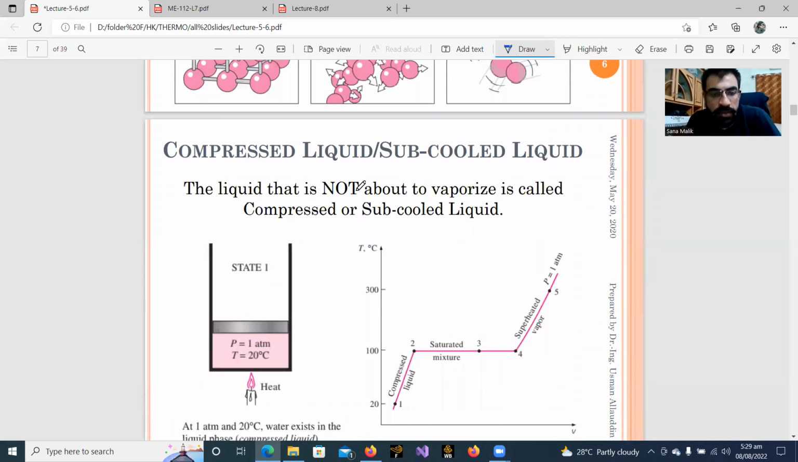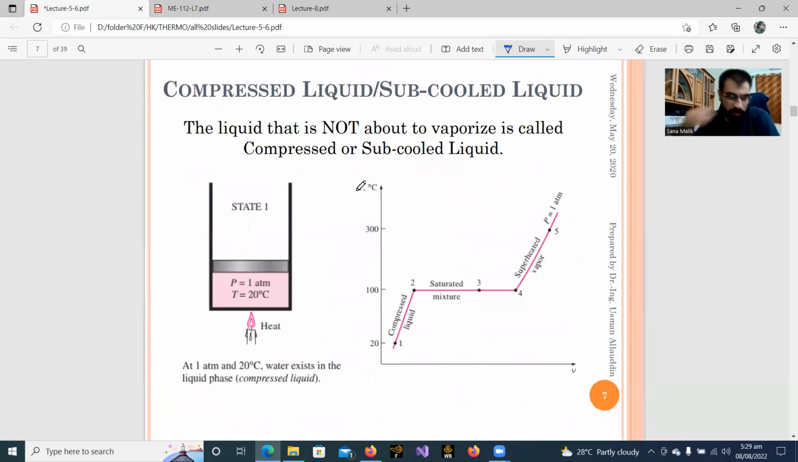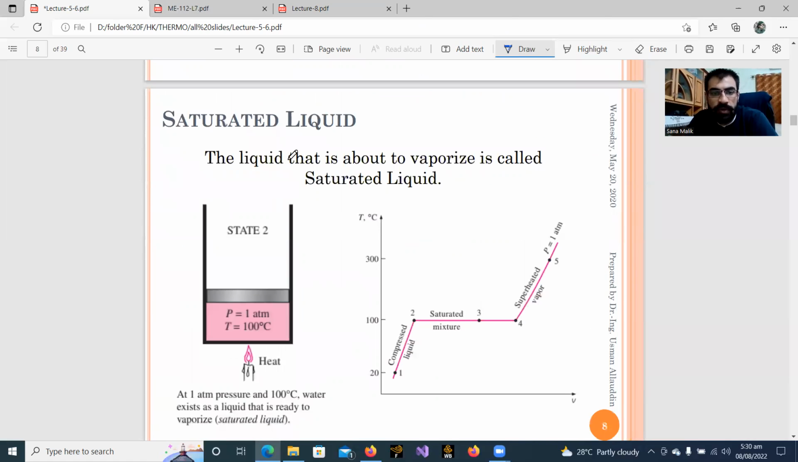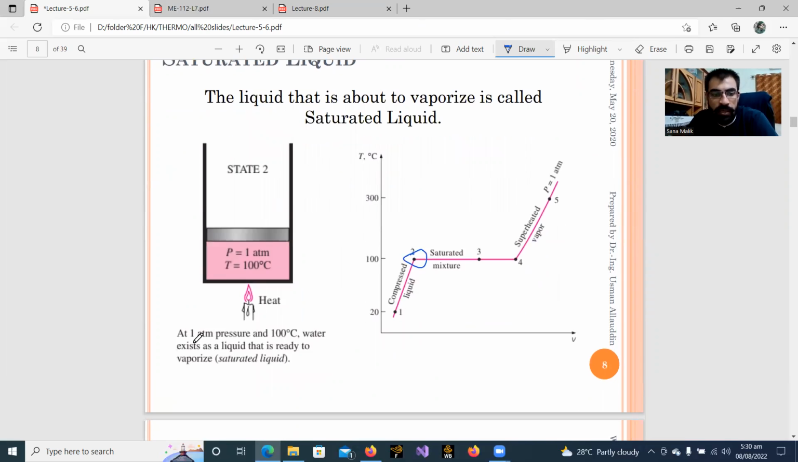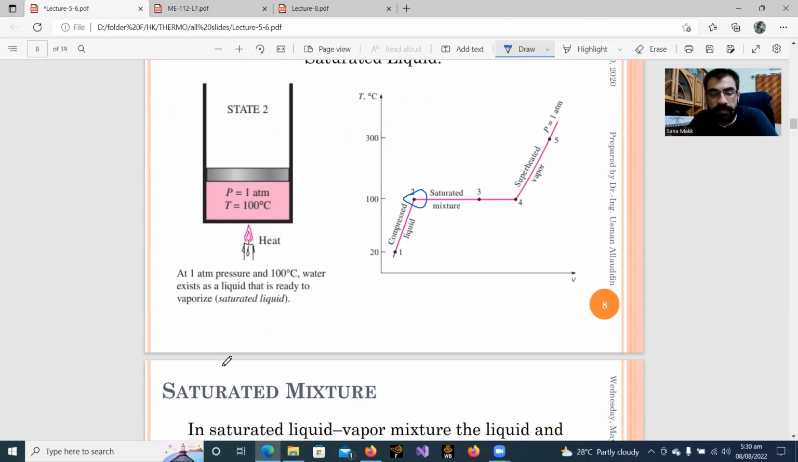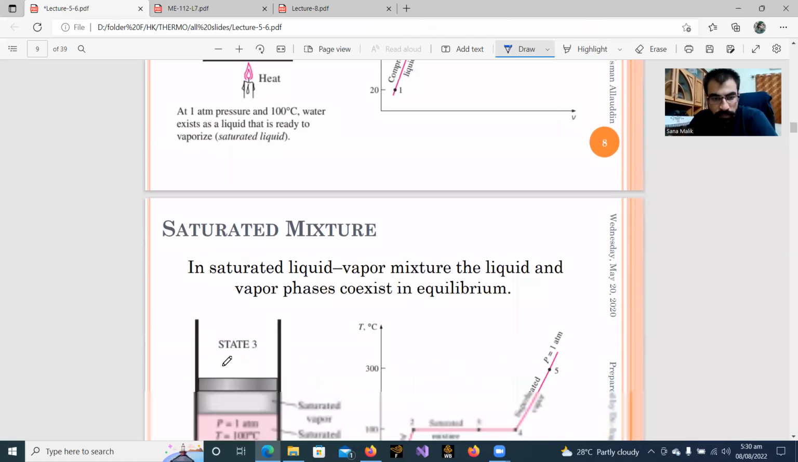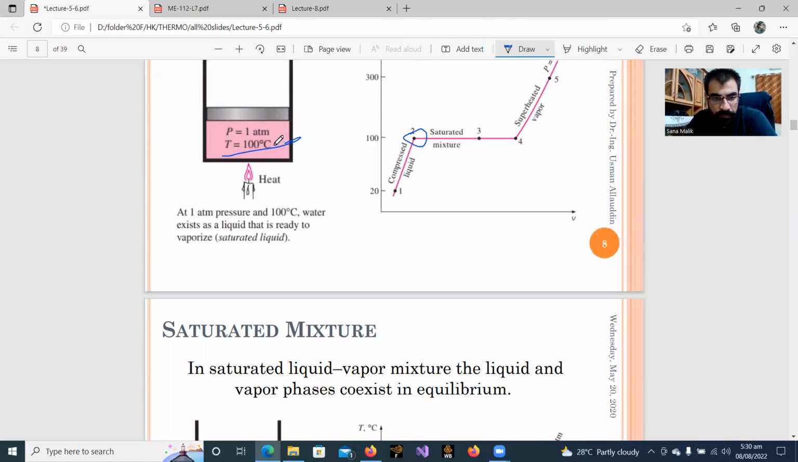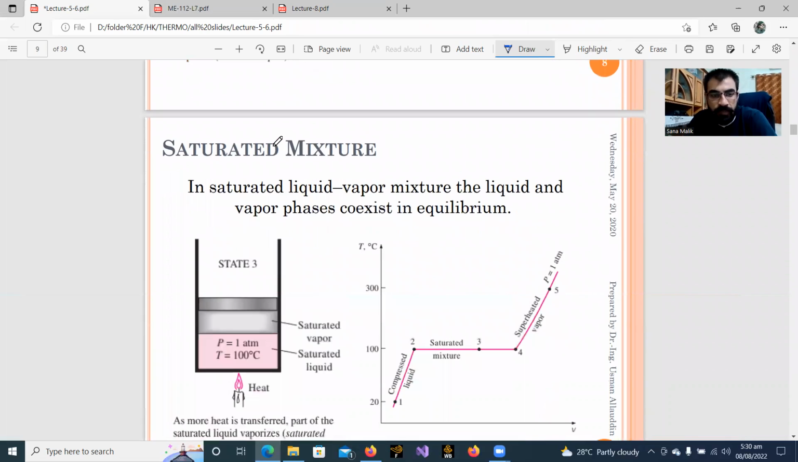So there are a few terminologies. A liquid which is not about to vaporize is called compressed liquid, or subcooled liquid. A saturated liquid is one which is about to vaporize. At 1 atm pressure and 100 degrees centigrade, water exists as a liquid that is ready to vaporize. So 1 atm and 100 degrees centigrade.